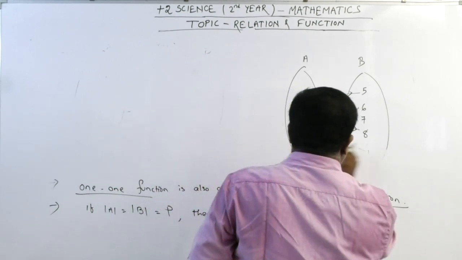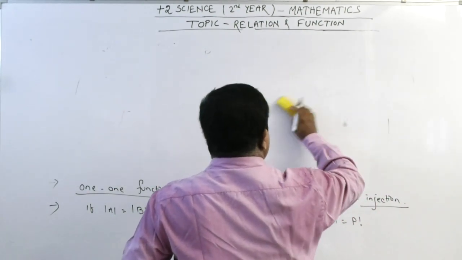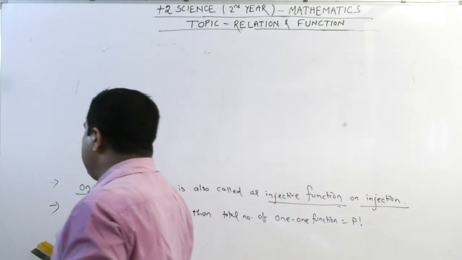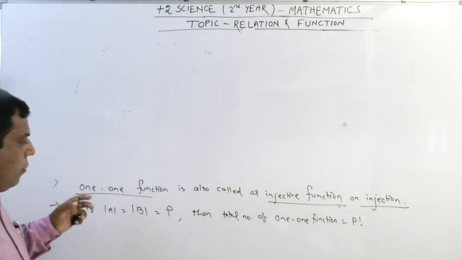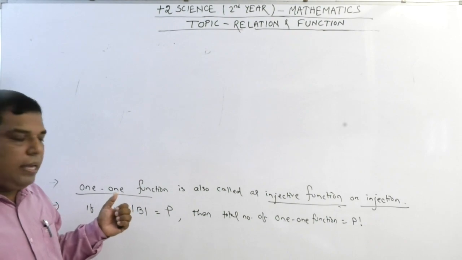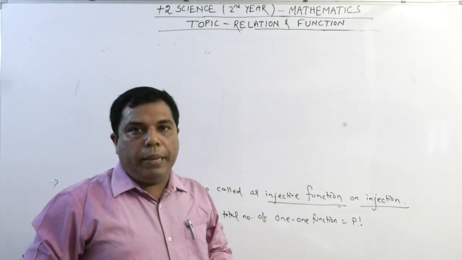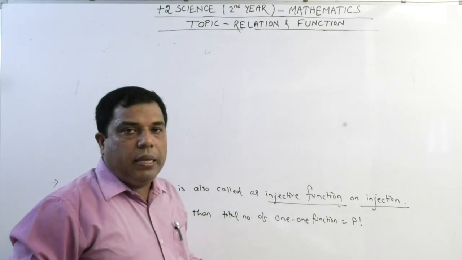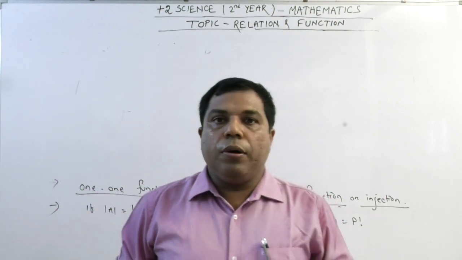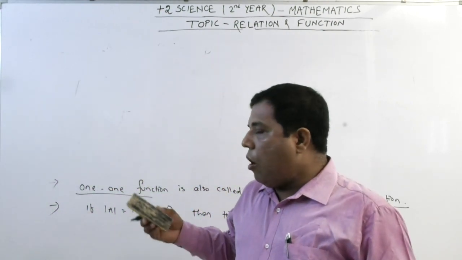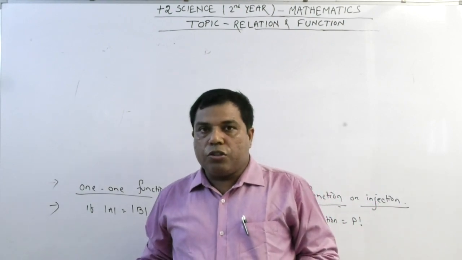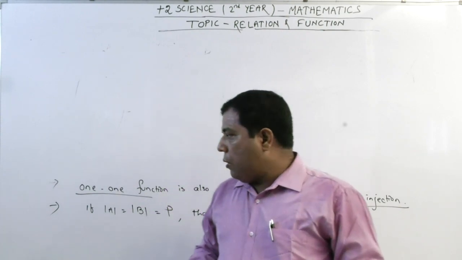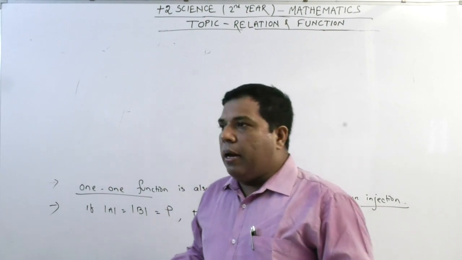Next, you see the rule says, if the domain and the codomain are having different cardinality, then how many total number of one-one functions can be constructed? That we are going to verify. Okay, so till now what we read? Till now we are reading about the definition of a function, how many functions can be constructed, and under what condition a relation is called a function. So these are some basic knowledge we are learning now.